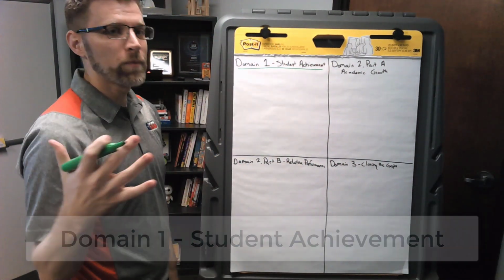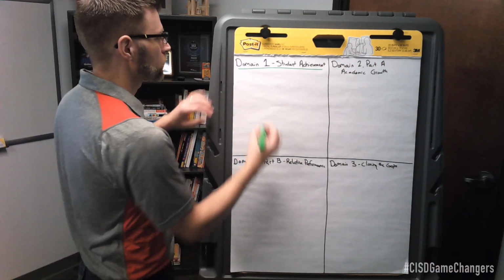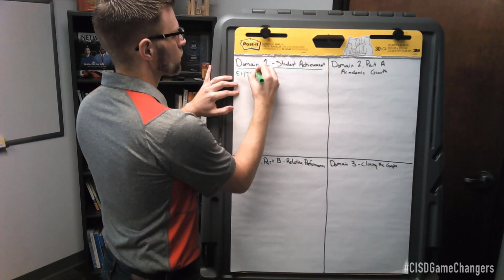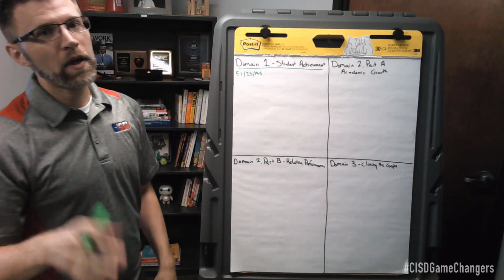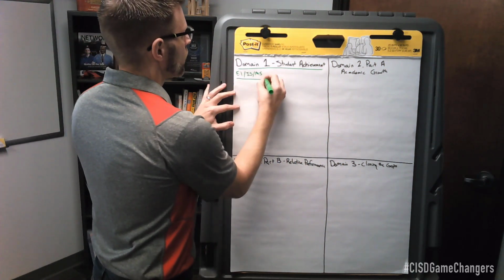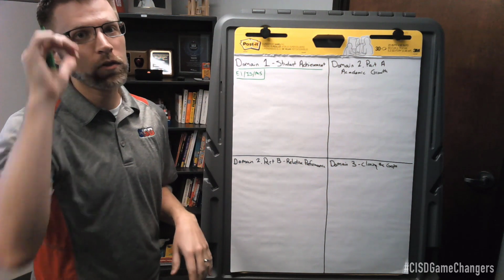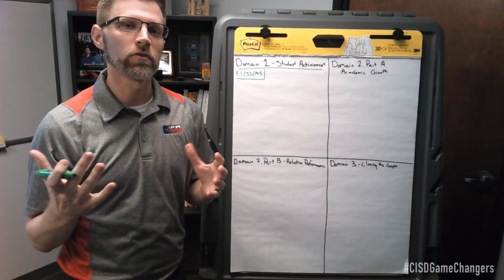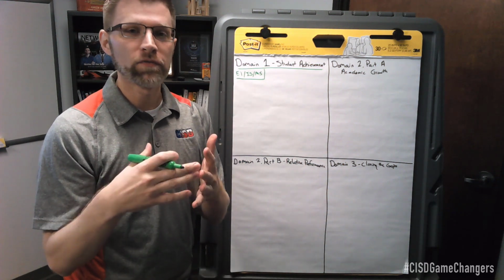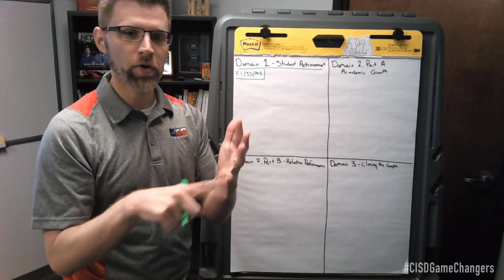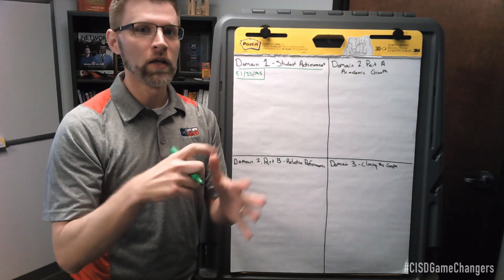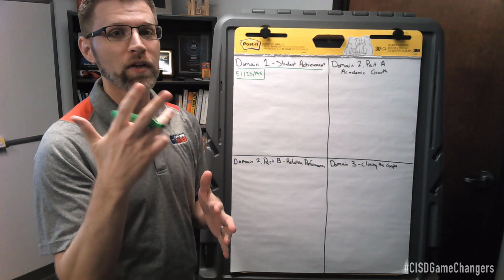If you are an elementary, an intermediate, or a middle school, your student achievement domain is made up entirely of your STAAR scores. The way that it works is the state looks at every test administered on your campus. So let's say that you are an elementary school that has 3rd, 4th, and 5th grade tests. They're going to take 3rd grade reading, 3rd grade math, 4th grade reading, 4th grade math, 4th grade writing, 5th grade math, 5th grade reading, and 5th grade science.